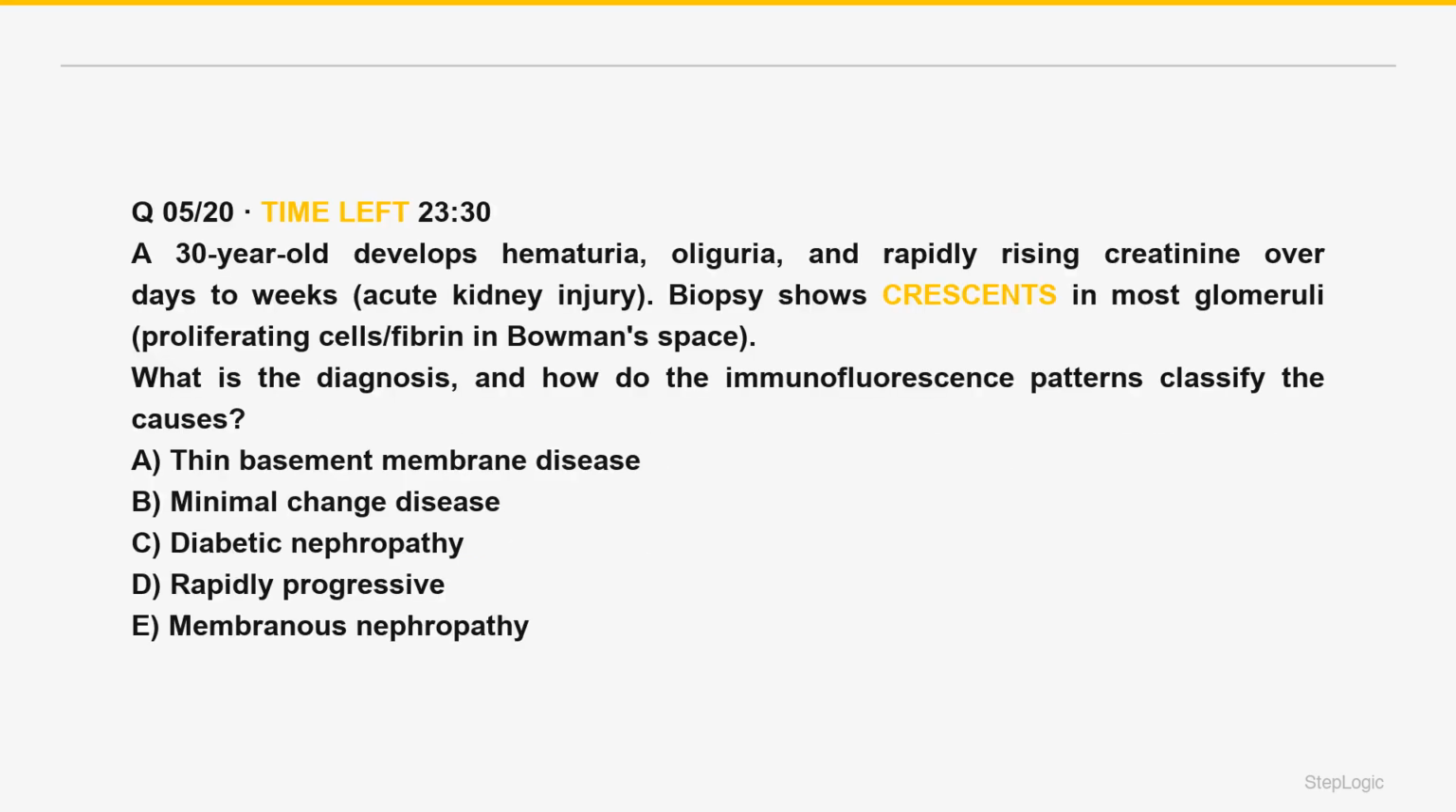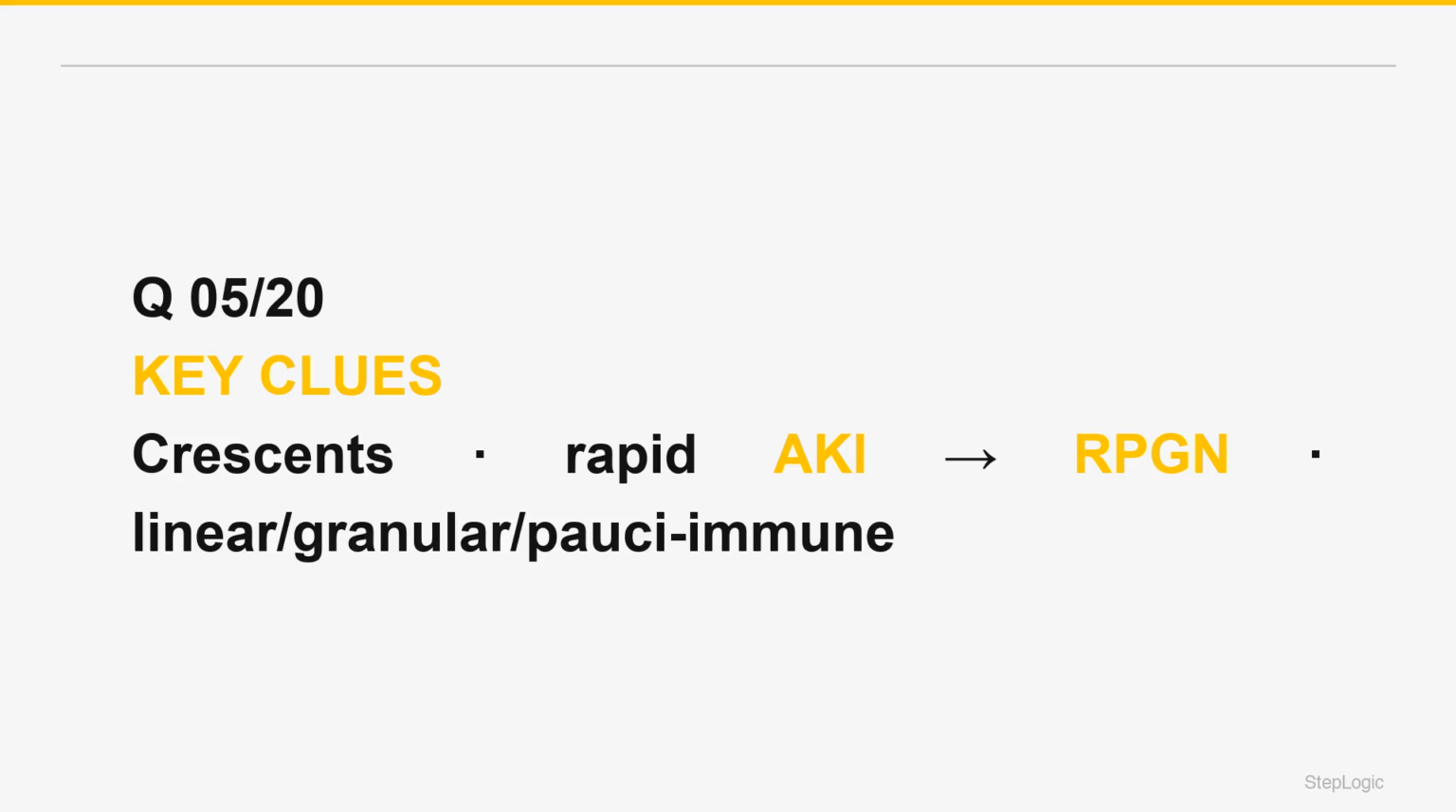What is the diagnosis, and how do the immunofluorescence patterns classify the causes? A 30-year-old develops hematuria, oliguria, and rapidly rising creatinine over days to weeks, acute kidney injury. Biopsy shows crescents in most glomeruli, proliferating cells, and fibrin in Bowman space. Read the command: diagnosis and IF classification. Crescents plus rapid AKI is RPGN. Linear is anti-GBM, granular is immune complex, pauci-immune is ANCA.